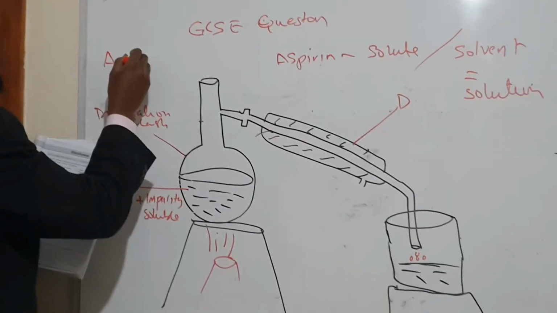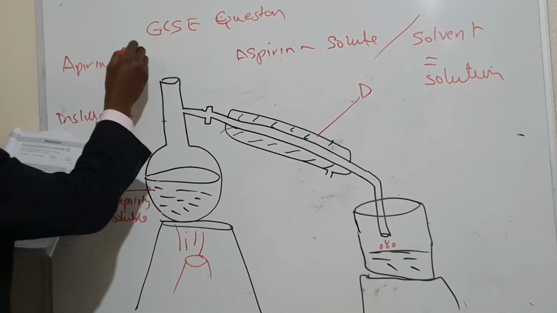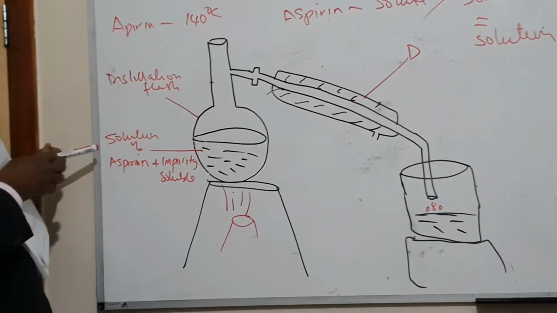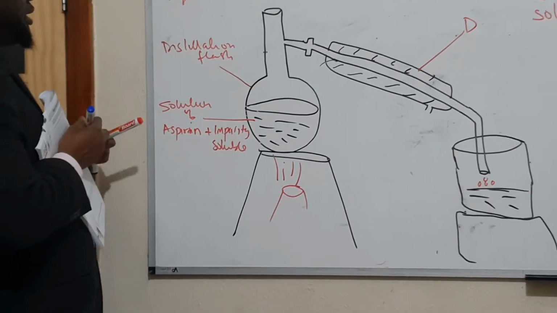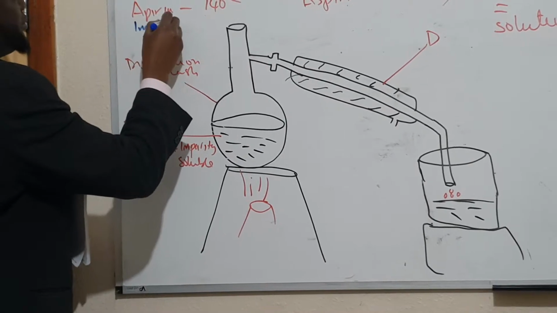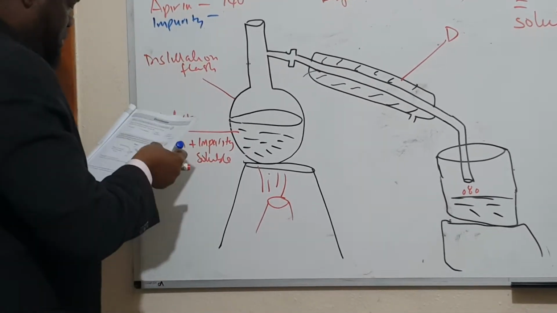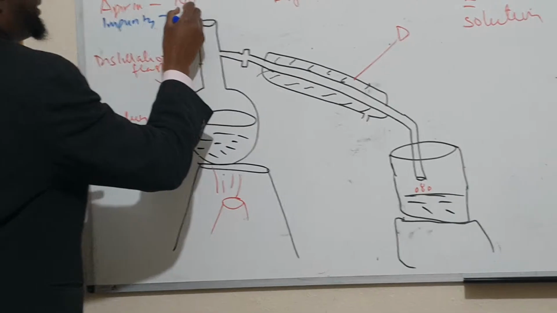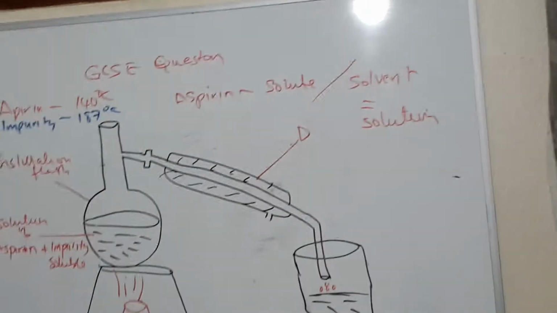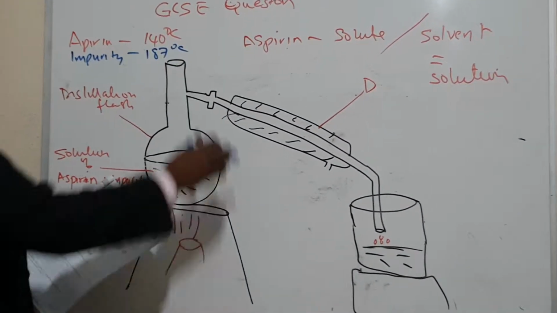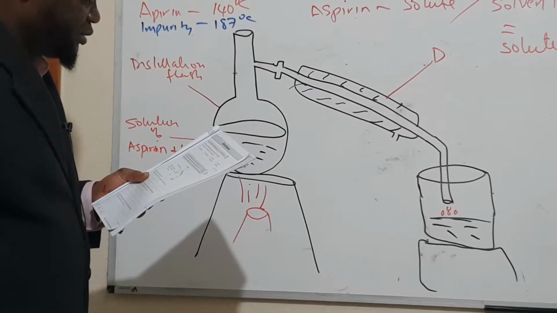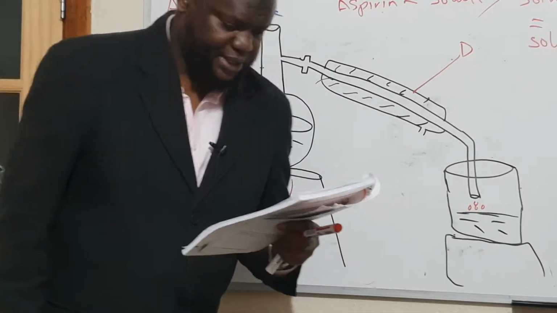Aspirin has a boiling point of 140 degrees centigrade. Okay? Now the impurity inside it has a boiling point of 187 degrees Celsius. Okay? So basically they give you the idea how to solve this question because they give you the boiling point. The distillation apparatus shown in figure 1 was set up to separate aspirin from the impurity.